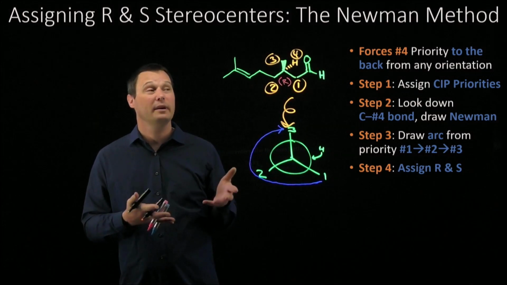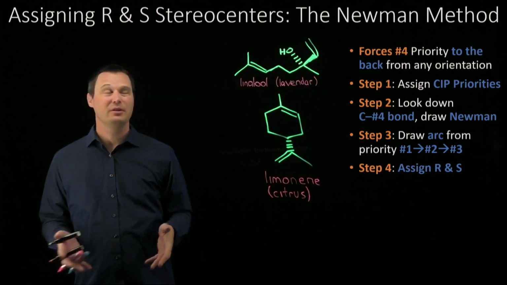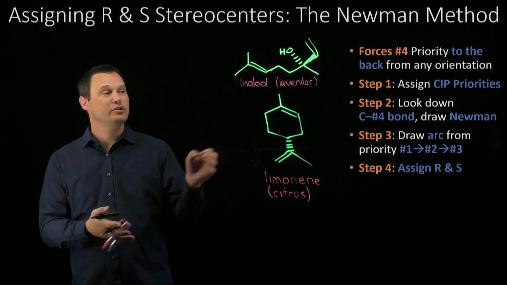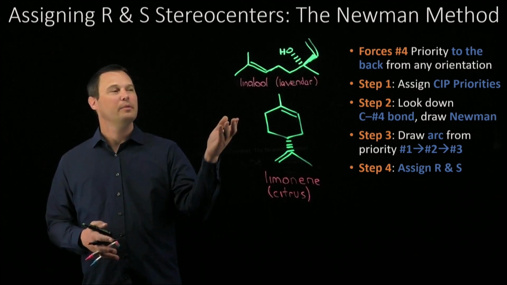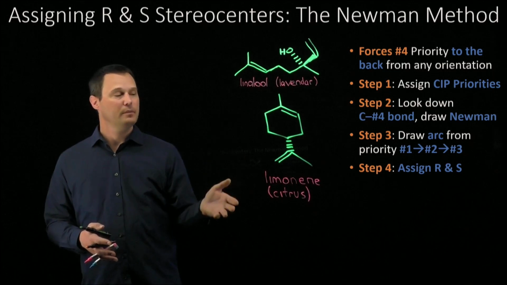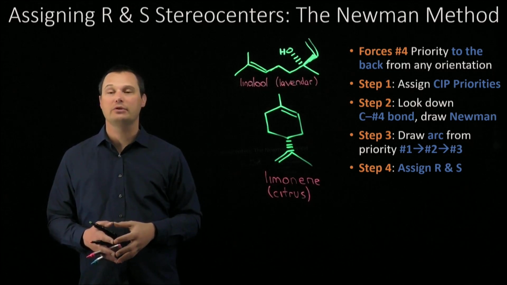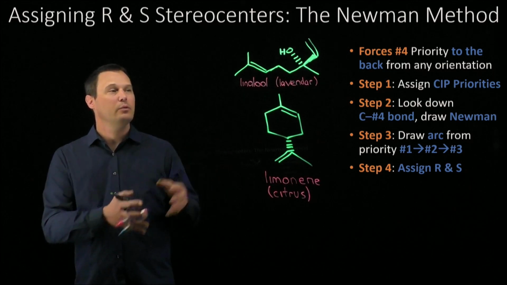Let's do 2 more quick examples to hammer this home. Let's use the Newman method to solve the R and S orientation of these stereocenters. Linalool, the primary fragrant component of lavender, and limonene, the primary fragrant component of citrus. Pause the video, see how far you can get with these structures.